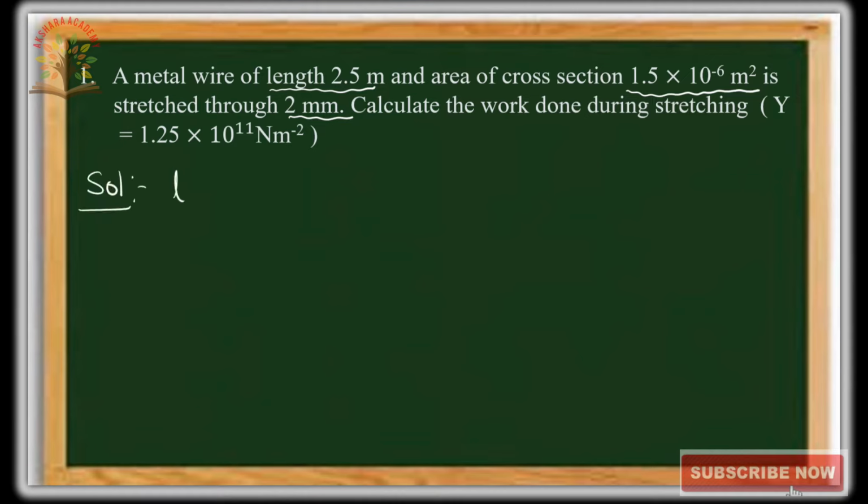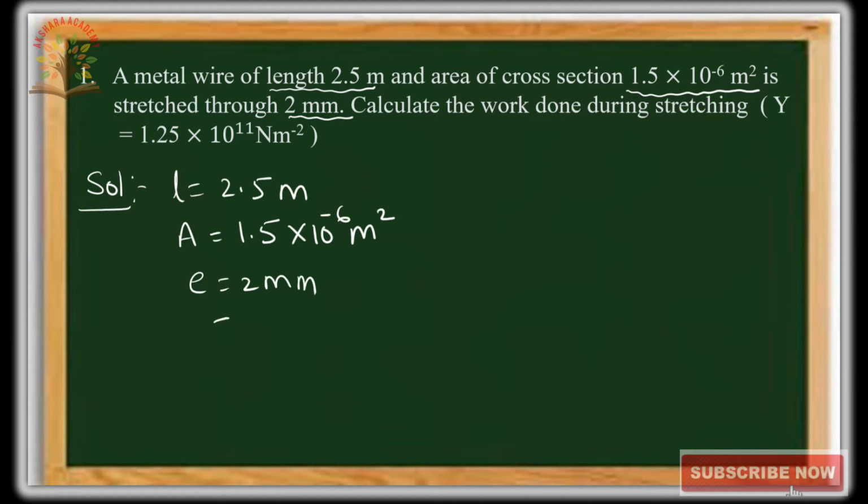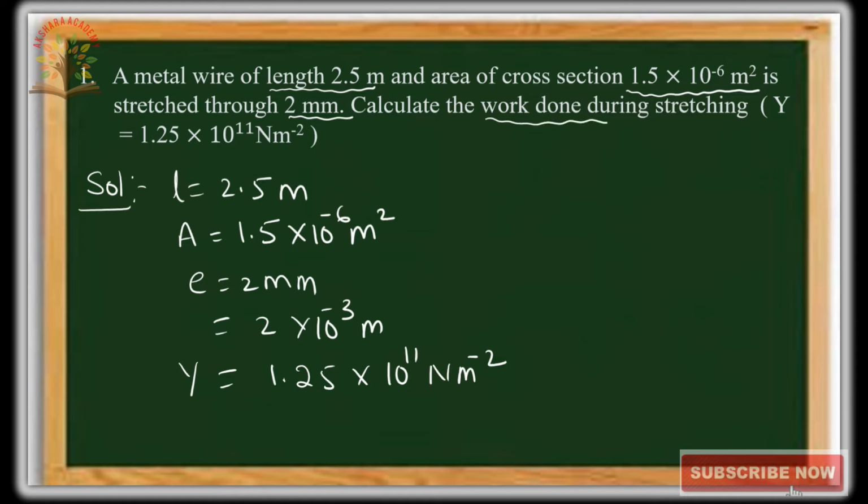Given L is equal to 2.5 meters, A is equal to area of cross section 1.5 into 10 to the power of minus 6 meter square, and e is equal to 2 millimeters. Converting into meters, 2 into 10 to the power of minus 3 meters. Given Y is equal to 1.25 into 10 to the power of 11 Newton meter to the power of minus 2. What we have to calculate is the work done during stretching, so W is equal to question mark.